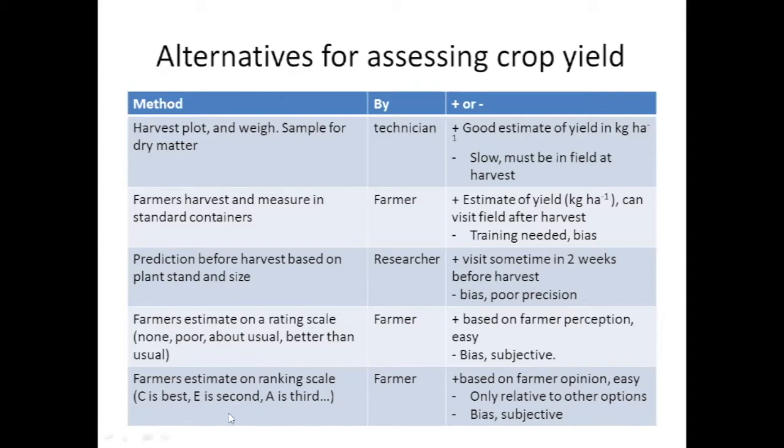And then the last alternative here is farmers actually just ranking the alternatives, saying of the ones they've compared, which one's best, which one's second best, which one's worst. And that's something which is very, very easy to do. As long as there aren't too many options, farmers find that very easy to do. But there are some disadvantages.